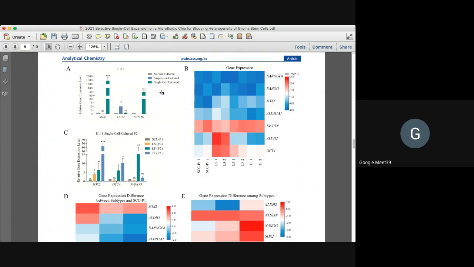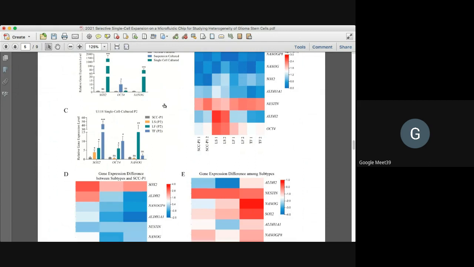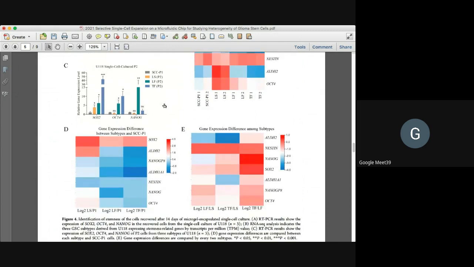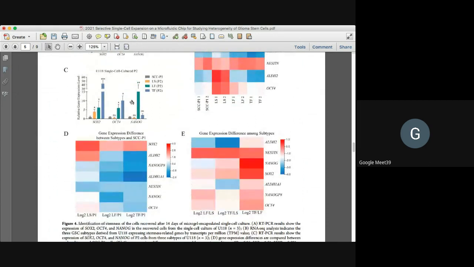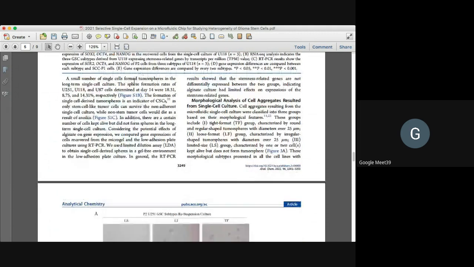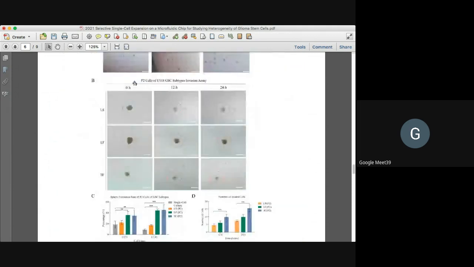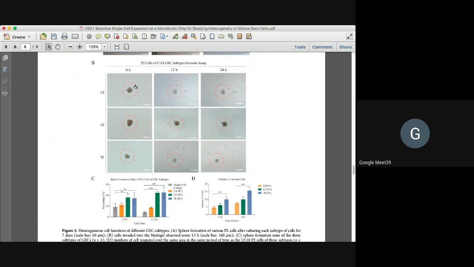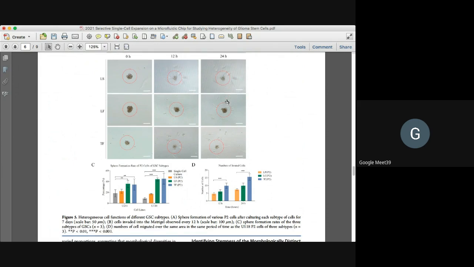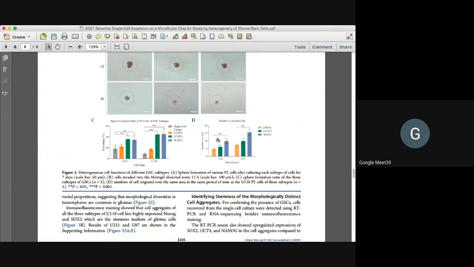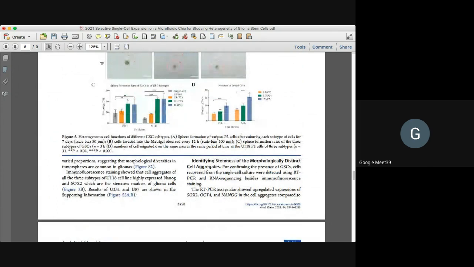And they discovered this, so that was very impressive. And they also perform another test, for example, invasion, and in the Matrigel, they see how the cells invade and the distance that they migrate. So that was another test to prove the stemness of these cells. And yep, so that was basically it. Do you have any questions?